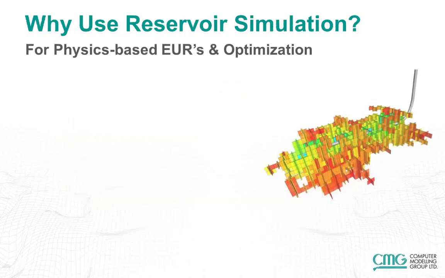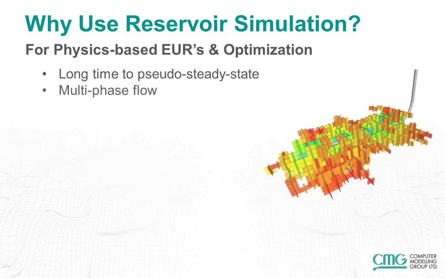Next we'll look at why we would want to use reservoir simulation for modeling these types of tight reservoirs. For one thing, there's a very long time to reach pseudo-steady state in these types of reservoirs, so oftentimes we're continually in a transient production period. Analytical techniques or other methods that have a steady state assumption will often fail when we're looking at tight reservoirs. However, with simulation, depending on the grid sizing used, it comes very naturally.